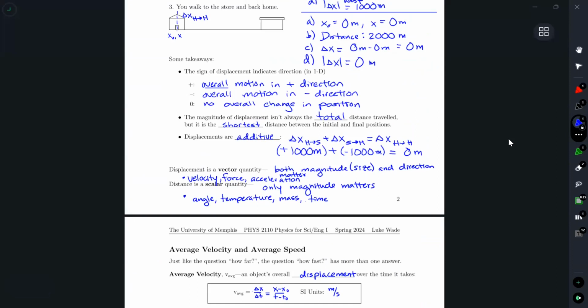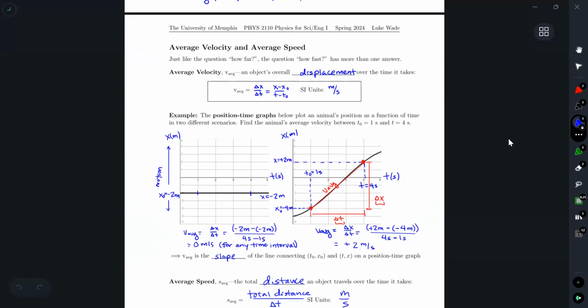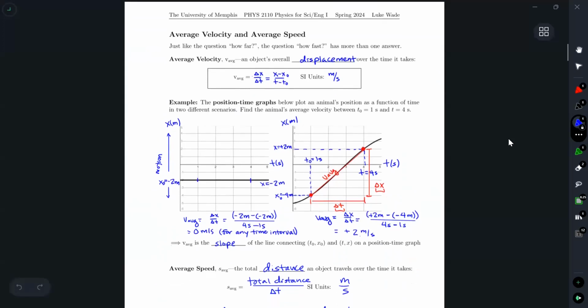So you could run miles and miles and miles, but if you ended up back at your house, you did a round trip, your displacement is still zero. We then talked about average velocity and average speed. So average velocity is displacement over time. It's your average rate of change of position. Average speed is your distance traveled over time.